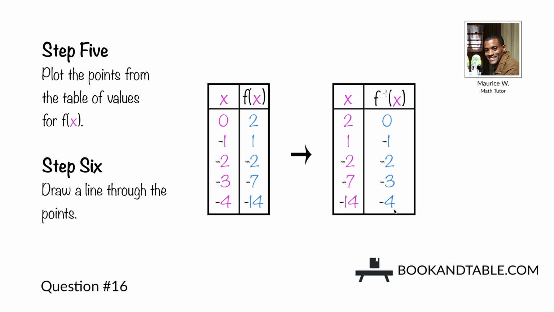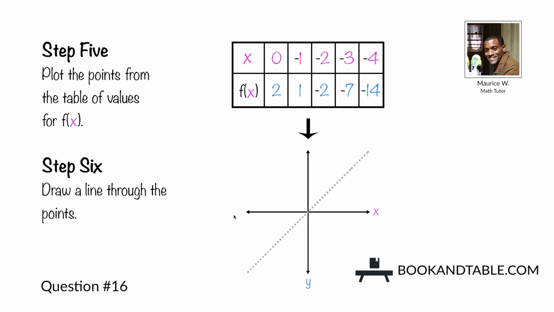And now we can begin plotting the points for f of x on a coordinate plane. The first point would be (0, 2). The second point would be (-1, 1). The third point would be (-2, -2). And the fourth point would be (-3, -7). (-4, -14) wouldn't fit on this plane, but that's fine. These four points would allow us to sketch f of x by drawing a line through those points. So there's f of x.